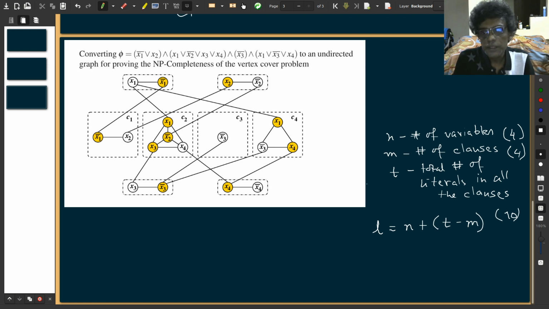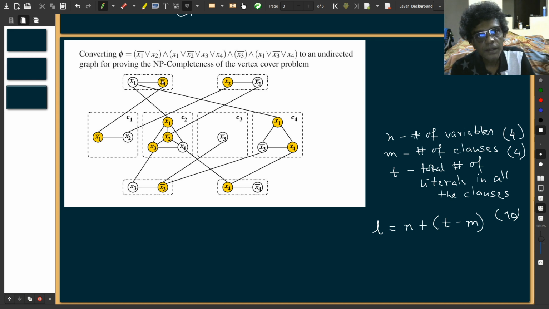Okay, so this is my G and this is my L. So that completes the construction. Okay. So now let me argue that this graph has a vertex cover of this size if and only if the formula is satisfiable. Okay.